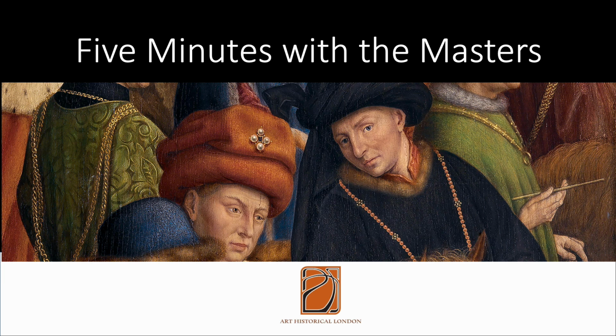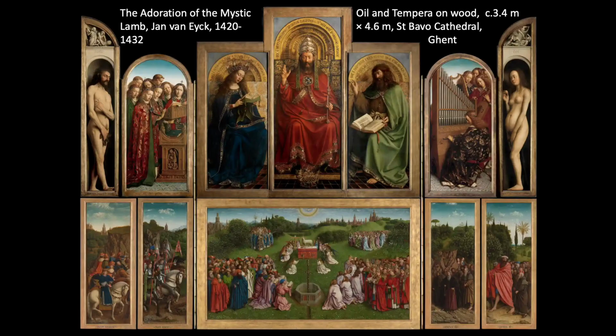Hi, in this talk we'll be talking about the Adoration of the Mystic Lamb, a painting by Jan van Eyck, which is a painting from the early 15th century. And it's a triptych with 12 panels on the inside depicting Adam and Eve on either side, and then in the middle, the Virgin Mary, God and John the Baptist, with choirs on either side of them.